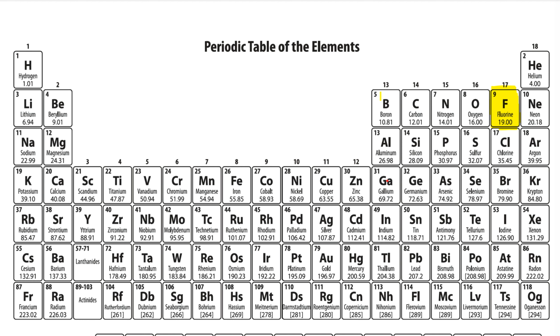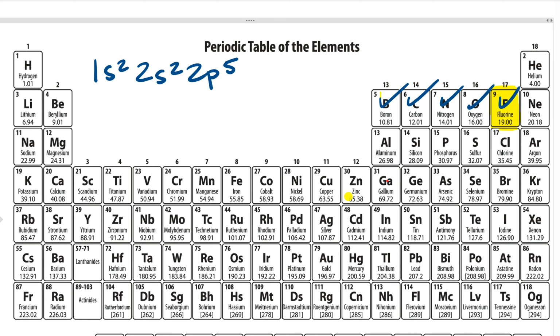As always, we start with hydrogen, and we're going to end with fluorine here. So the electron configuration would be 1s2, 2s2, and 2p5 for fluorine. If you need a refresher of how to write electron configurations, please watch the videos provided in this assignment, or refer back to your notes from previous lessons.